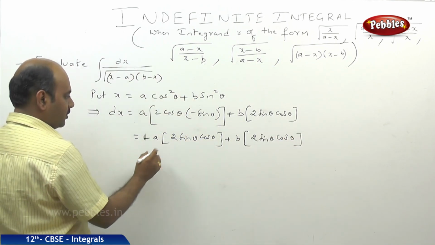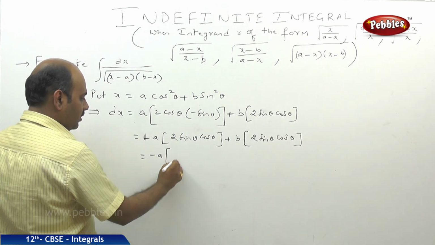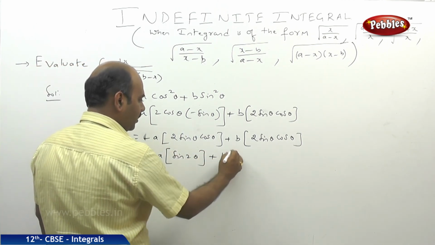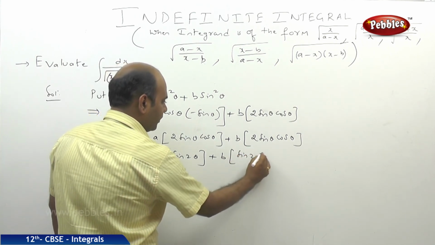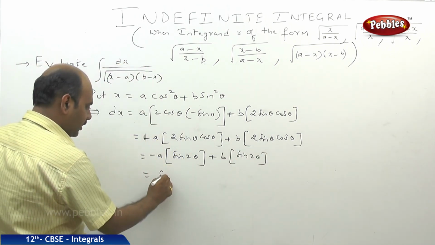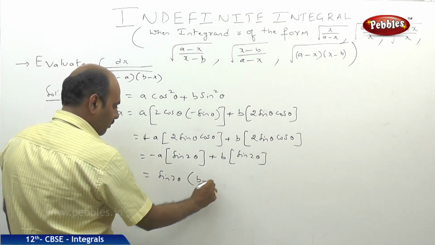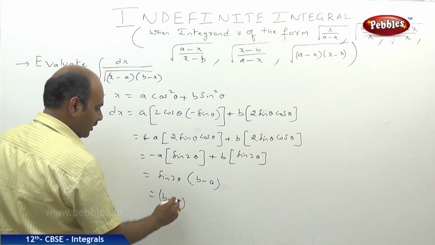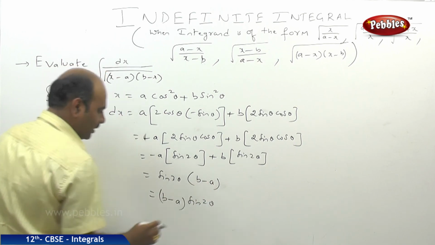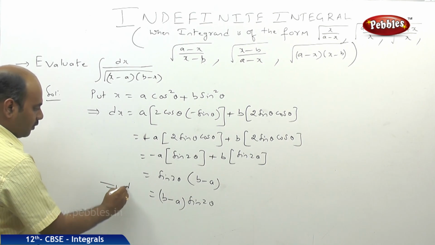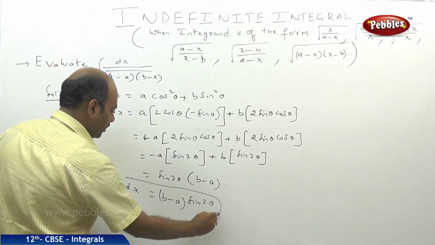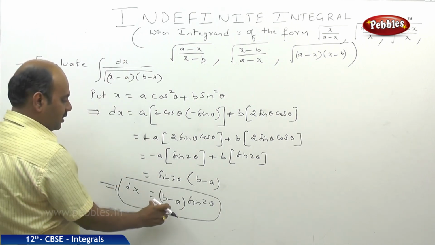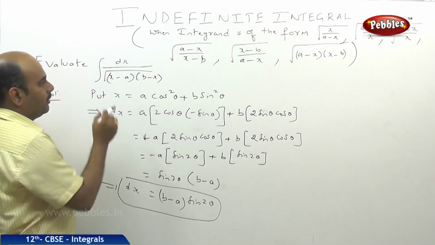Minus a times 2 sin theta cos theta means sin 2 theta, and here again b times 2 sin theta cos theta means sin 2 theta. Taking sin 2 theta common, we have sin 2 theta into b minus a. So writing in a nice order, b minus a into sin 2 theta. What we got here: dx is nothing but b minus a sin 2 theta. So in place of dx, I will be substituting b minus a into sin 2 theta.